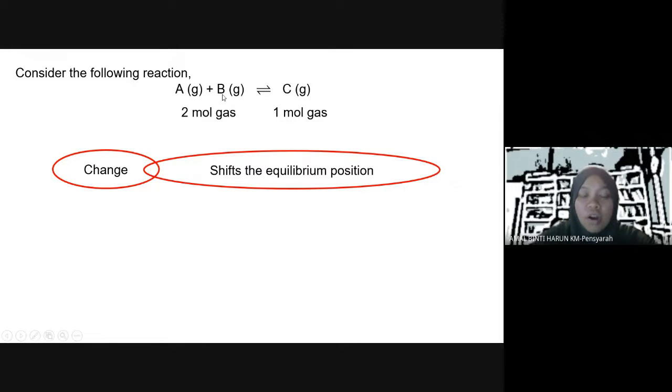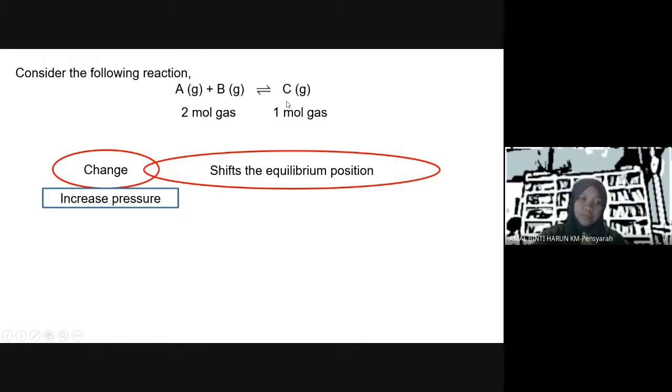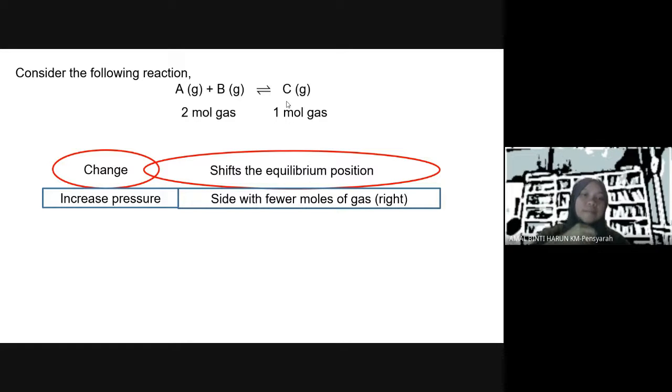Okay, sekarang for the reaction of A reacts with B producing C. So kita tengok the left side we have 2 mole of gas: 1 mole A, 1 mole B. That means 2 mole. For the right side only 1 C, that is 1 mole gas. So if the change is increased pressure, so the disturbance is increased pressure, so we need to shift to the right. Sebab apa? Because right side we only have 1 mole gas, less pressure. So dia akan shift to the right.